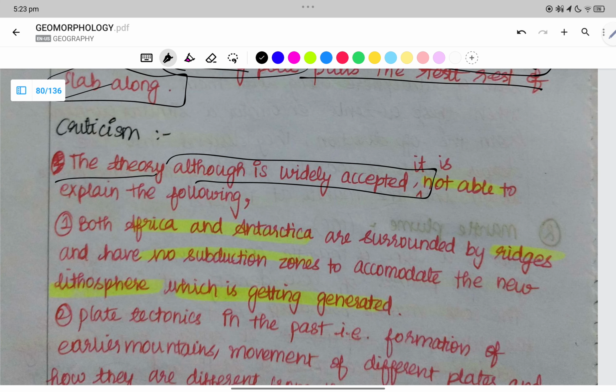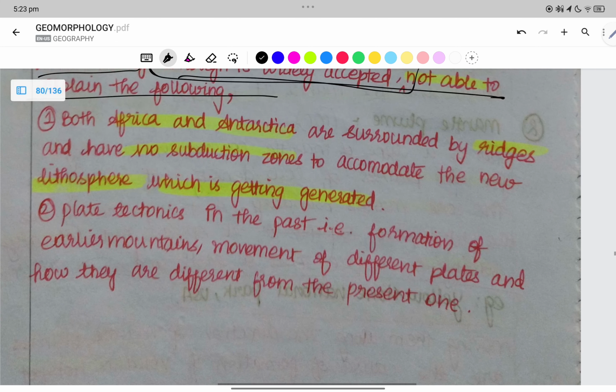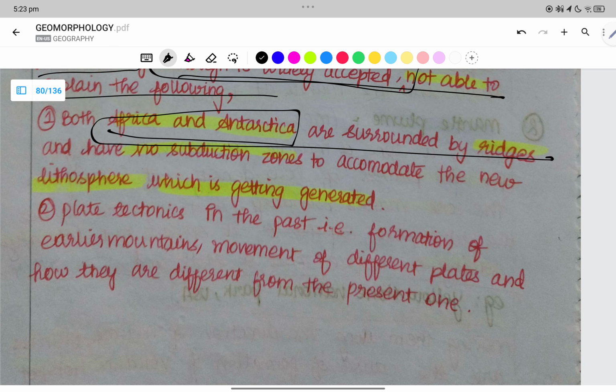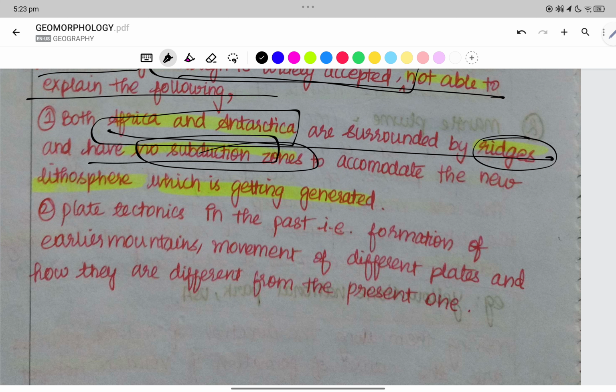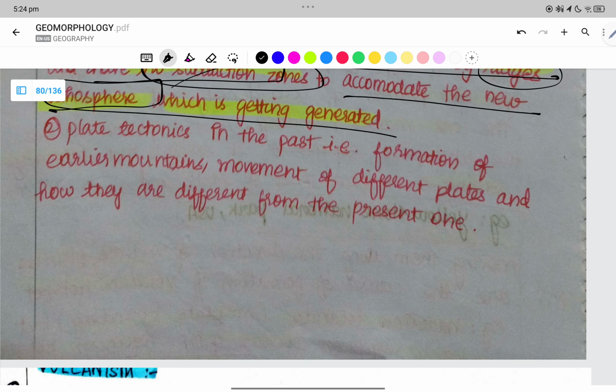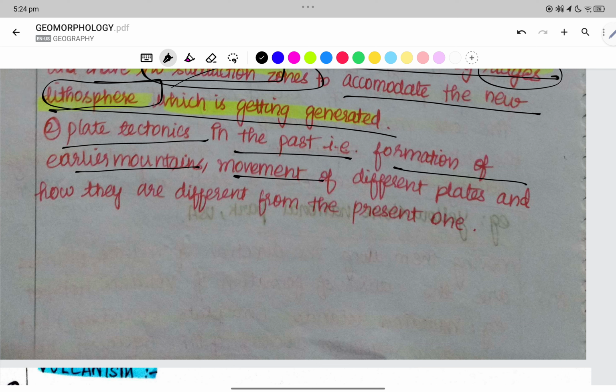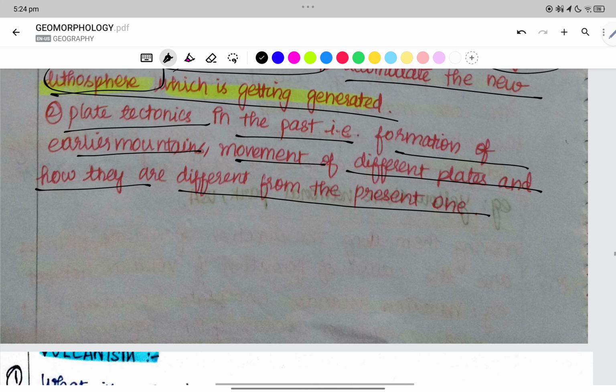Criticism: the theory is widely accepted, but it is not able to explain why both Africa and Antarctica are surrounded by ridges and have no subduction zones to accommodate the new lithosphere being generated. It also cannot explain plate tectonics in the past, that is, the formation of the earlier mountains and the movement of the different plates, and how they differ from the present one.